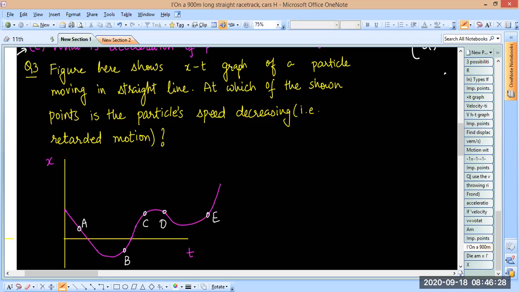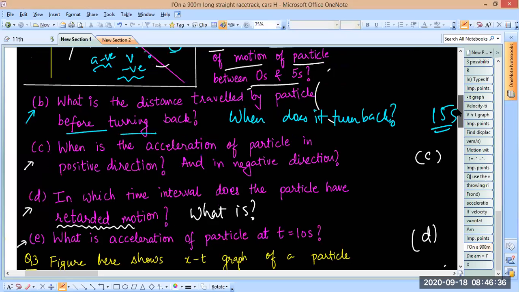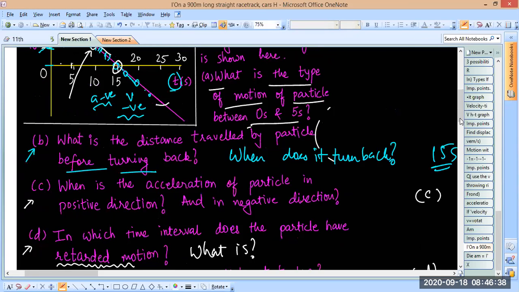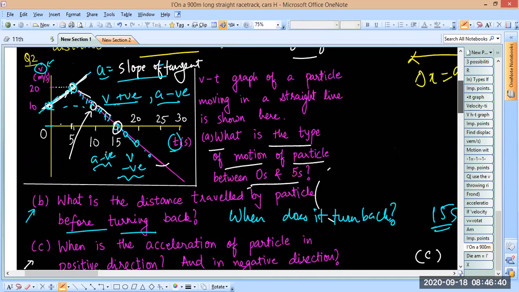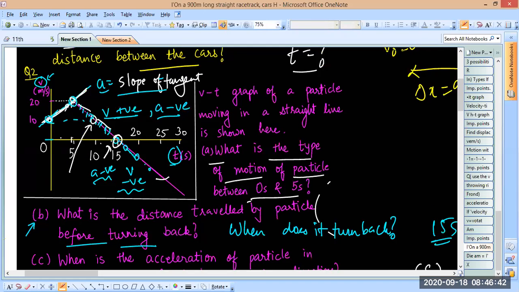The figure here shows how 0 minus 20 came: initial velocity, final velocity, right? I took this point as final, so final velocity is 0, and this point as initial, so initial velocity is 20. Like that I got it. No, I will not repeat it now.